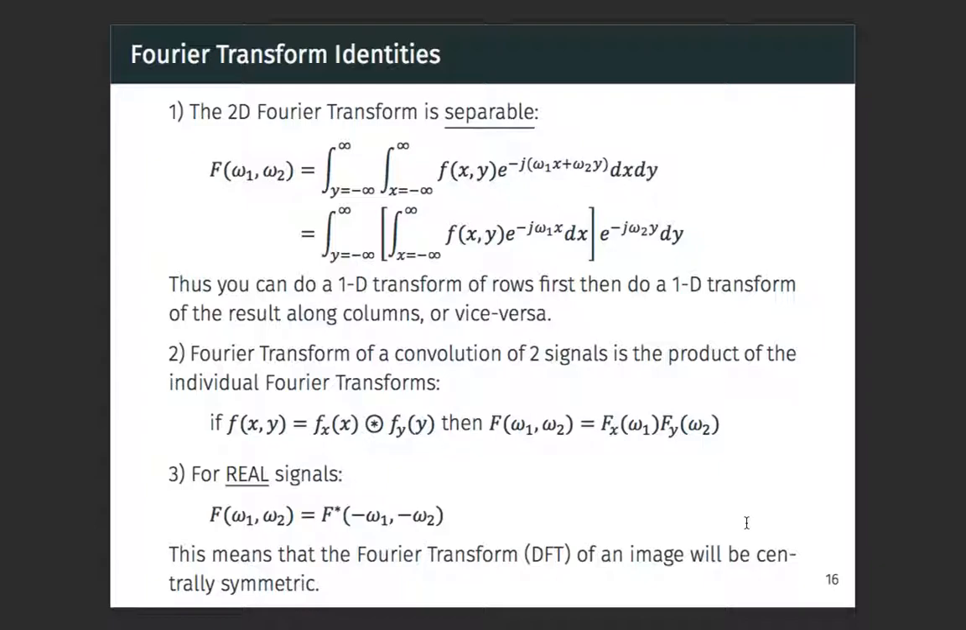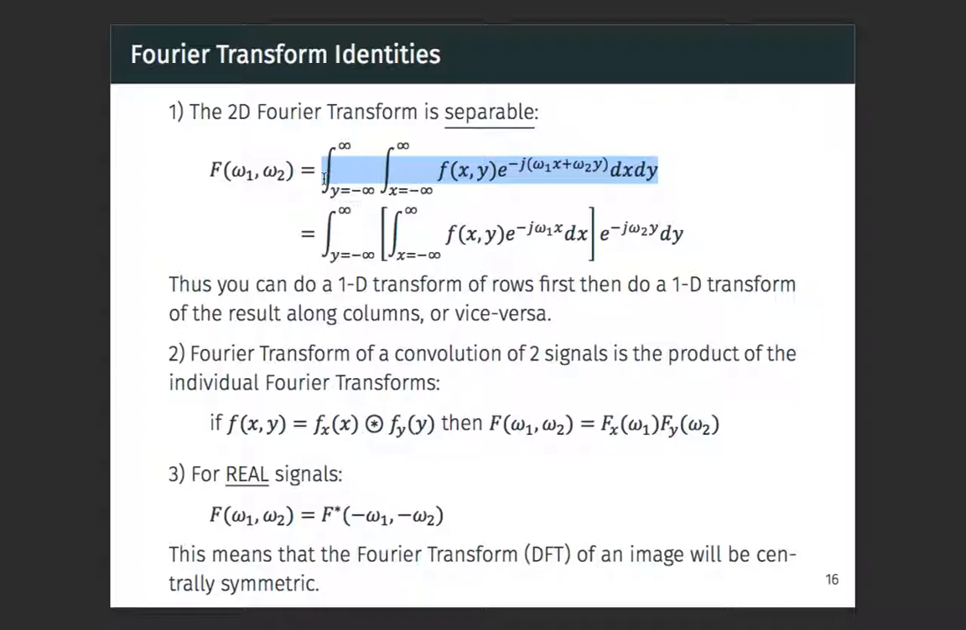So the first point is the fact that the 2D Fourier transform is separable. By that, we mean that when you look at it, you say, well, now we have to integrate over the entire area. Therefore, you could think that doing the Fourier transform in 2D is way more complex than in 1D, and maybe the computational complexity when working in the 2D domain would be way heavier. And it turns out it's not true.